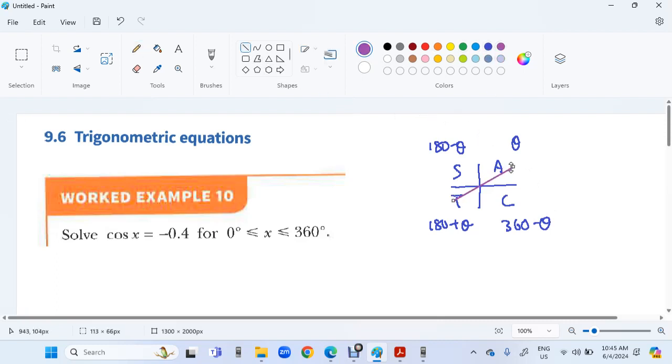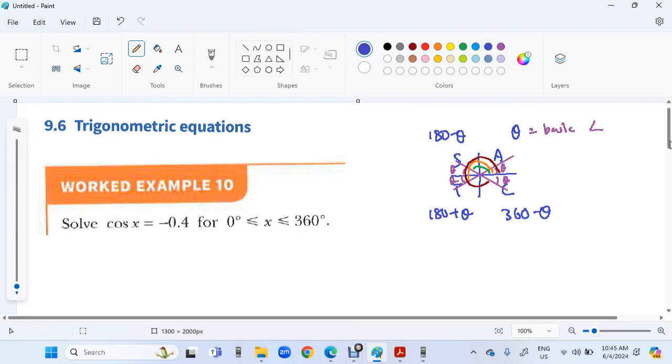Why does this happen? If we have an angle theta here, I call this theta the basic angle. So for the first quadrant, the basic angle is theta. For the second quadrant, it is actually 180 minus theta. For the third quadrant, it is 180 plus theta. And last, for the fourth quadrant, it is 360 minus theta.